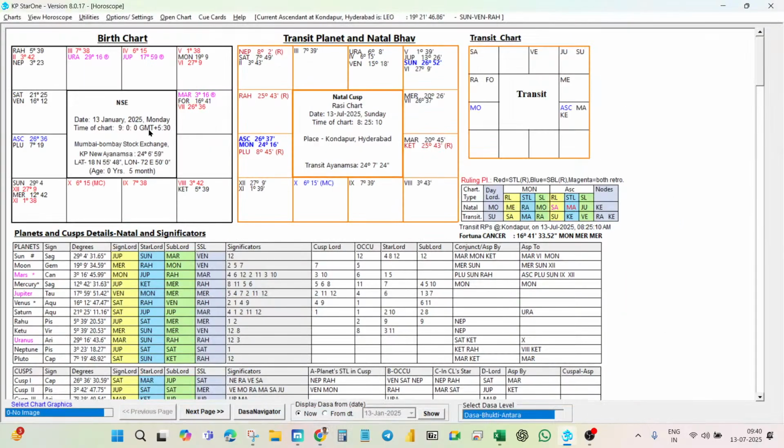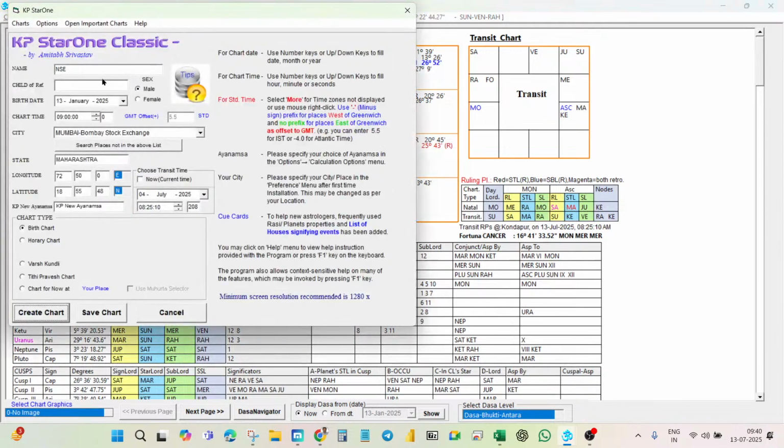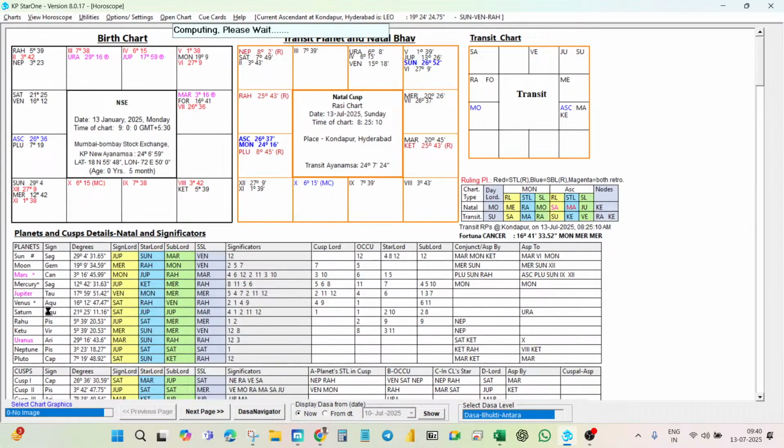Let me go to KP Star One Astro. You can use any sort of tool you want. I'm just using 10th July, 9 o'clock. If you plot 9 o'clock, you will get the position of the planets, sun and moon, as of that 10th July. It is loading now. Just wait for 1 second.